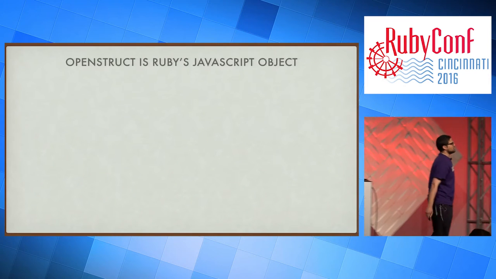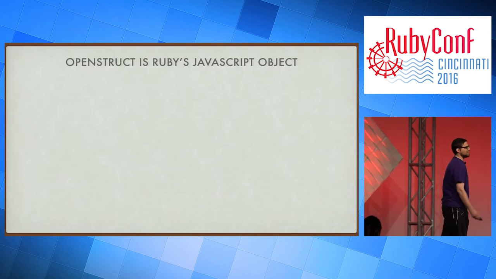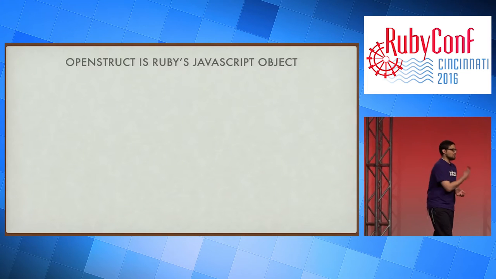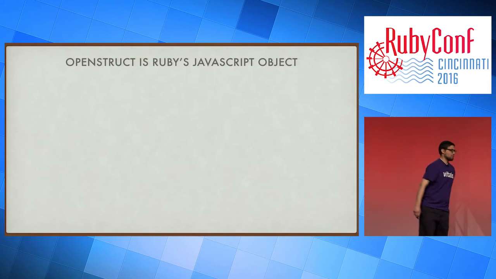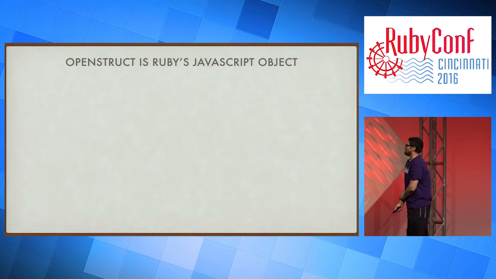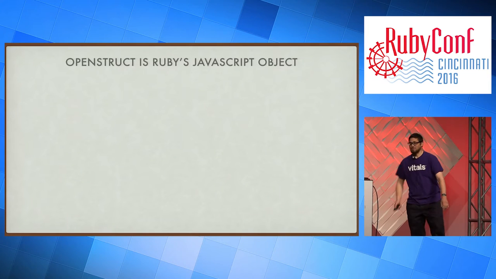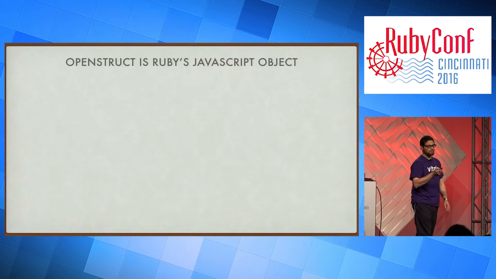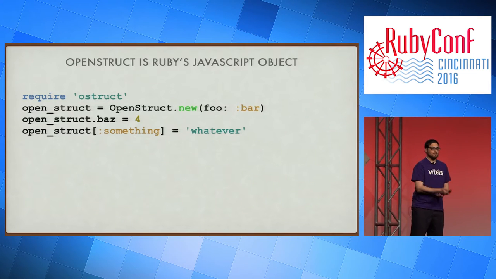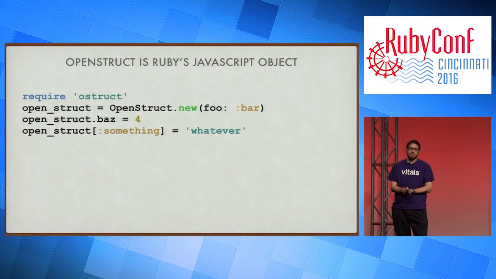I like to think of OpenStruct as Ruby's JavaScript object. It's funny, if you look at the initial commit on the Ruby repo, it goes back to '98, so not quite to the beginning of Ruby, but OpenStruct was already there, and it was described as a Python object. But at this point, I like to think of it as a JavaScript object, and you'll see what I mean in just a sec. You can require ostruct anywhere in your code. It's just part of Ruby's standard library, so it's always there.